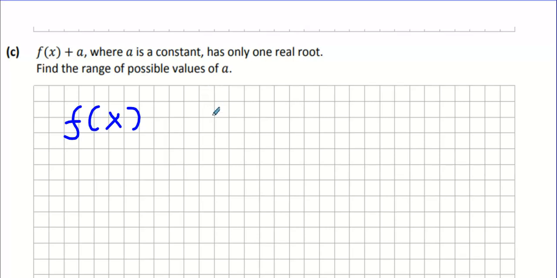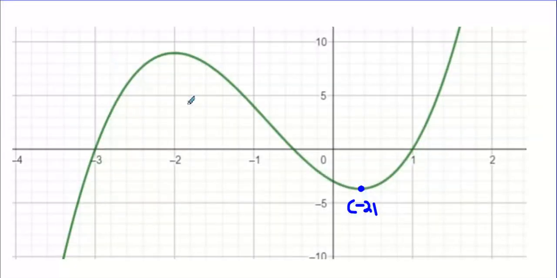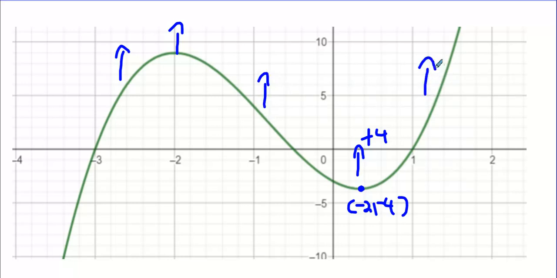Well, look at this. For argument's sake, if that was minus 2 minus 4, guess what happens when I add on 4? When I add on 4, I bring the whole line up 4, don't I? And then I'd only have 2 roots. But if I do it above 4, it will be 1 root. But it isn't 4, is it? What did we say it was again?